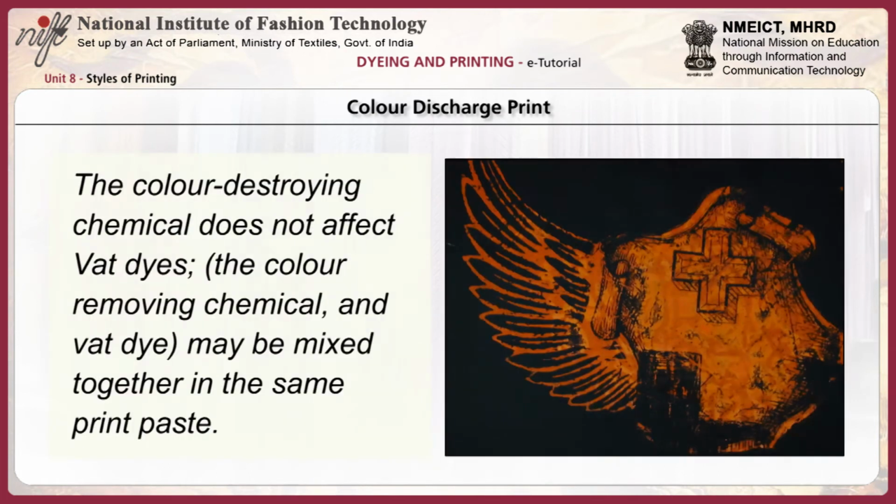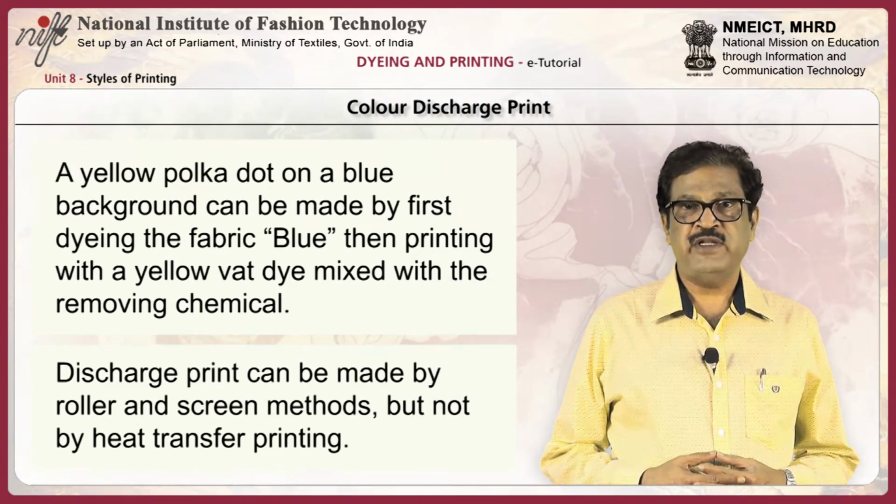Color discharge print. Here, the color destroying chemical does not affect wet dyes. The color removing chemical and wet dye may be mixed together in the same print paste. When printing with this mixture, the color removing chemical removes the previously dyed background color while the wet dye color is simultaneously printed. A yellow polka dot on a blue background can be made by first dyeing the fabric with blue color, then printing it with a yellow wet dye mixed with discharge chemicals that remove the background color. Discharge print can be made by rotary and screen printing.